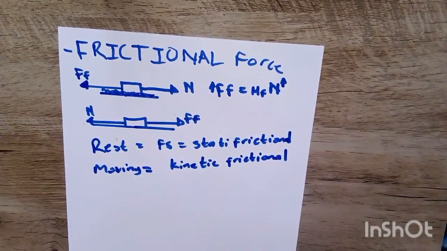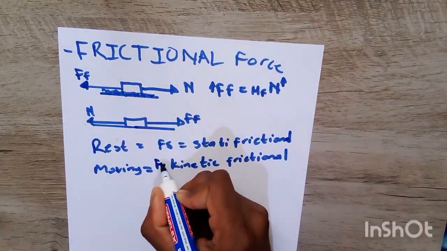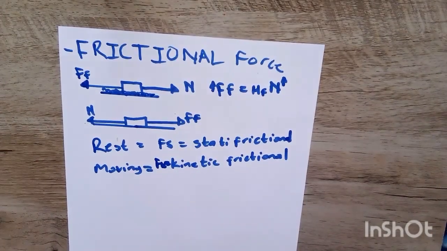When an object is at rest, meaning there is no movement, we're going to be using the static frictional force. Mostly, they will give you a scenario on an incline. An object is at rest on an incline, and then they say to you, calculate this, calculate that. Mostly, when it's at rest, we use our Fs. When it's moving, we use our Fk.